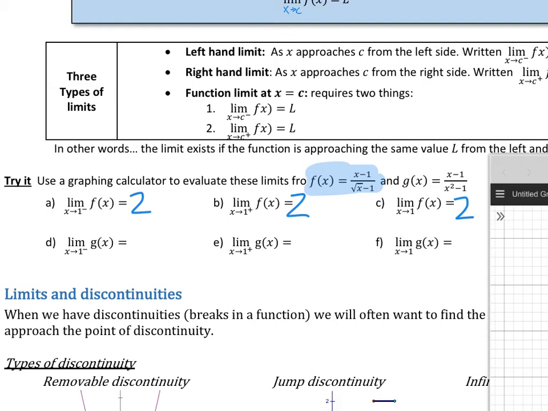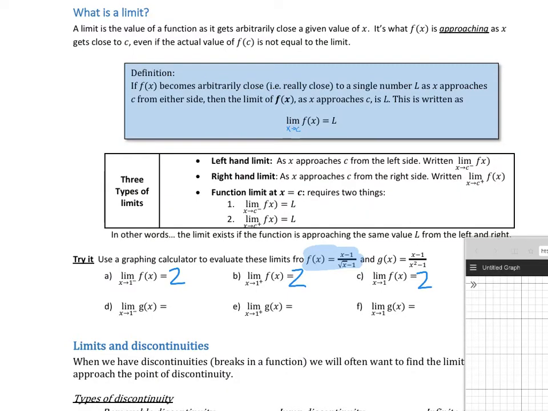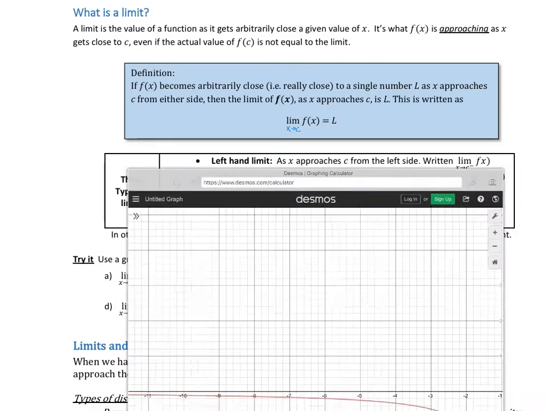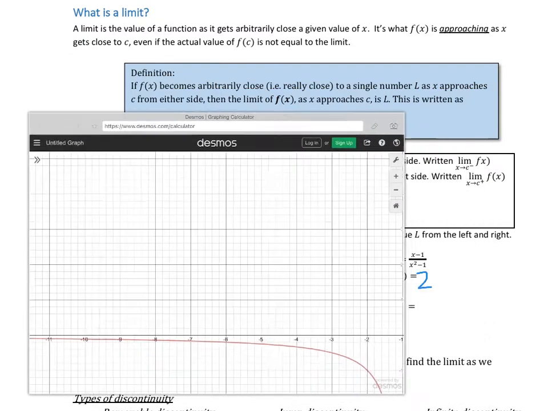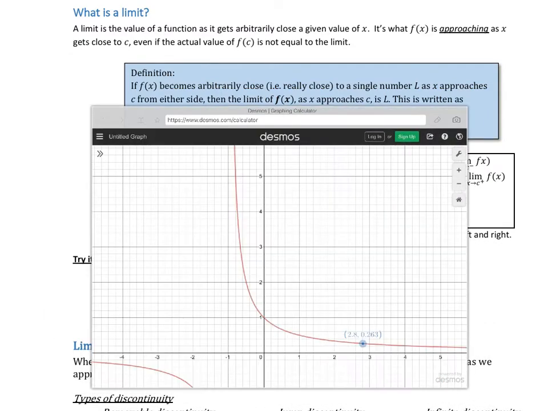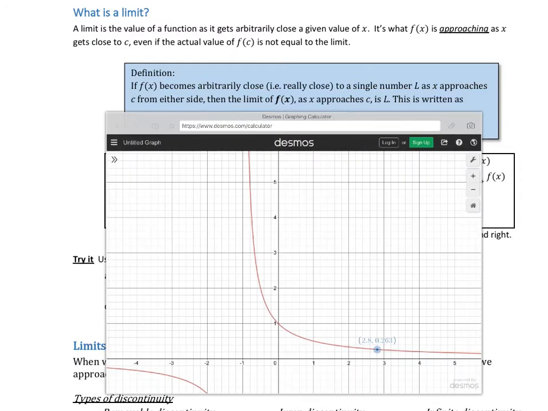Well, how about if we switch this up here and we've got x minus 1 over x squared minus 1, instead of that square root. Let's change that square root to a square. Now notice that when x is 1, we got a problem here because the bottom's 0 and the top's 0. So it is undefined when x is 1. So we just want to see what happens when we get real close to 1 again. So here's our graph, and we'll bring this over. Here's our point. And we want to know as it gets close to 1, what's going on?